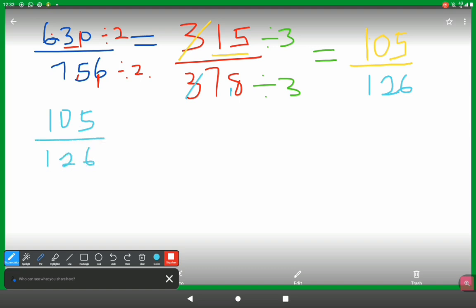Let's check out what I can use to divide again. Obviously, 2 cannot divide 105 because 5 is not an even number. So I cannot use 2 to divide that. But the denominator is an even number. Still, I cannot use 2 to divide because both the numerator and denominator must end with an even number. So I cannot use 2 to divide. So I'll consider the next digit, which is 3.